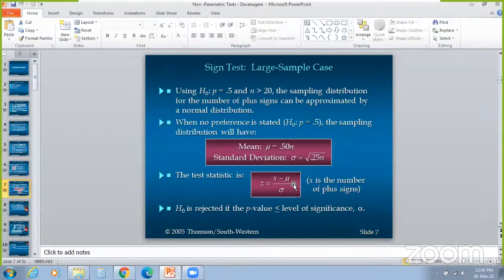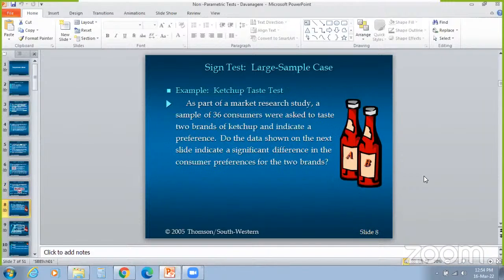we use our old Z test. That is, Z is equal to x minus mu divided by sigma, and here the x represents only the number of the plus signs. This is the process in the case of the sign test for a large sample. So now we have an example for this.